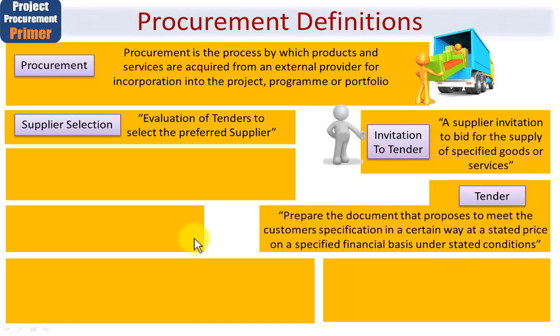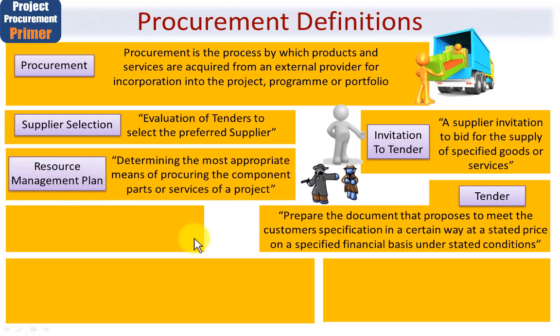The word tender means to prepare the document that proposes to meet the customer specification in a certain way at a stated price on a specified financial basis under stated conditions. In other words, the customer specification, that's the buyer, of course, here's what they're asking for, here's the price we're prepared to bid for, and in and around that price, here's the financial basis under stated conditions. These are your terms and conditions. And we'll learn all about the different ways that these conditions can be offered.